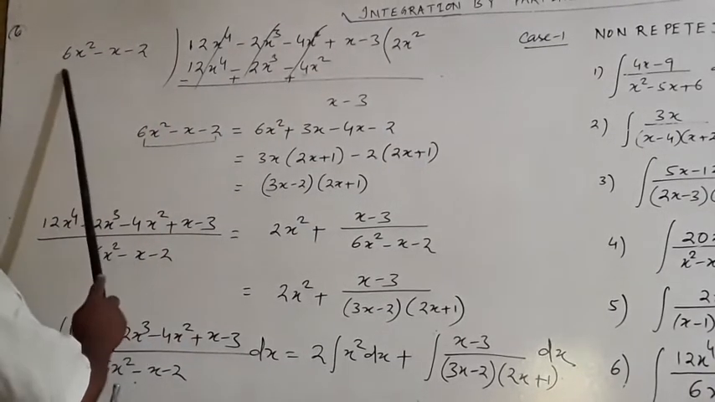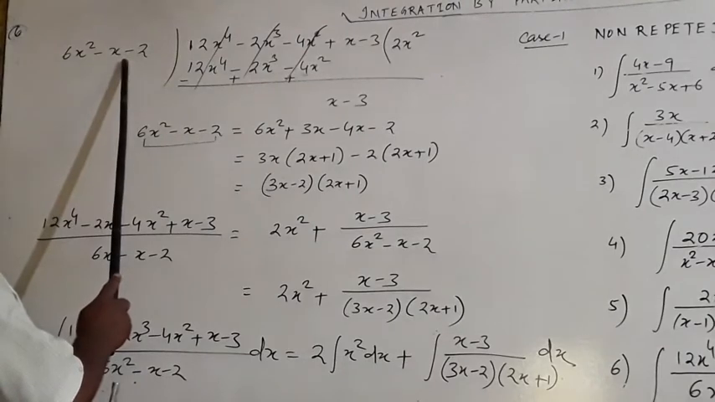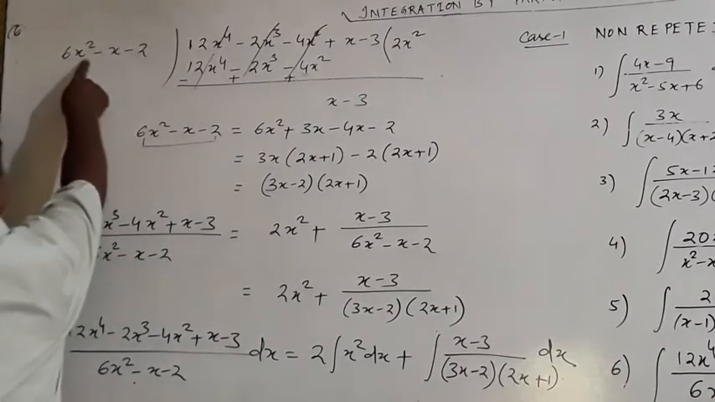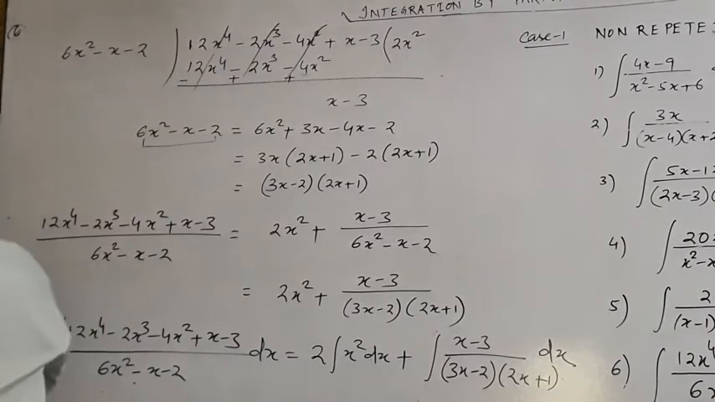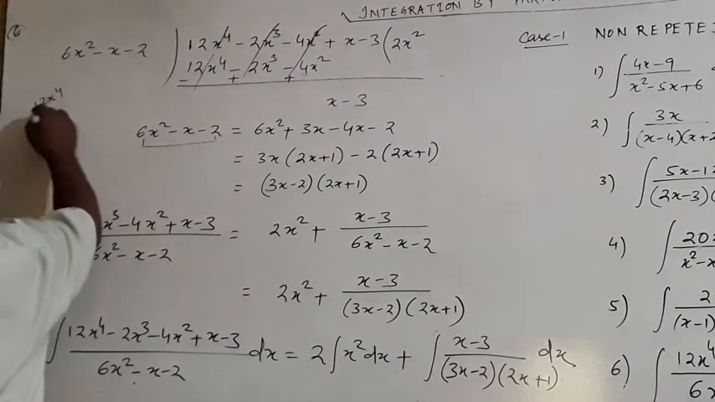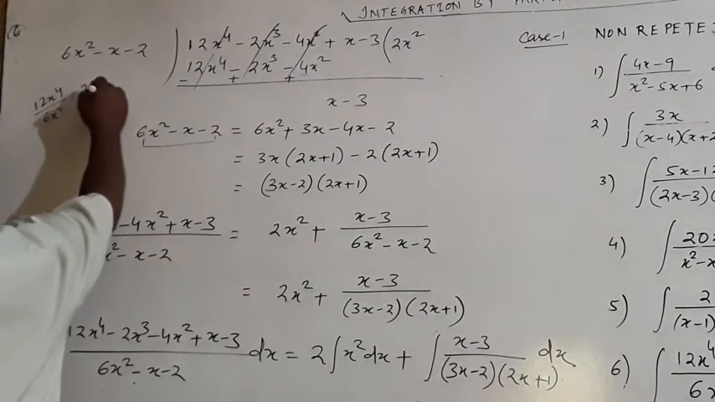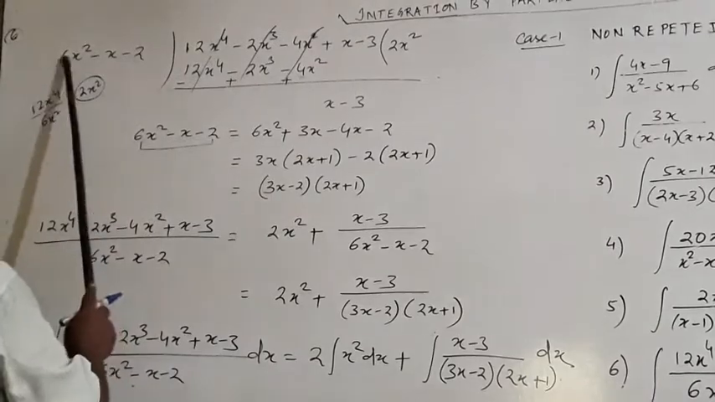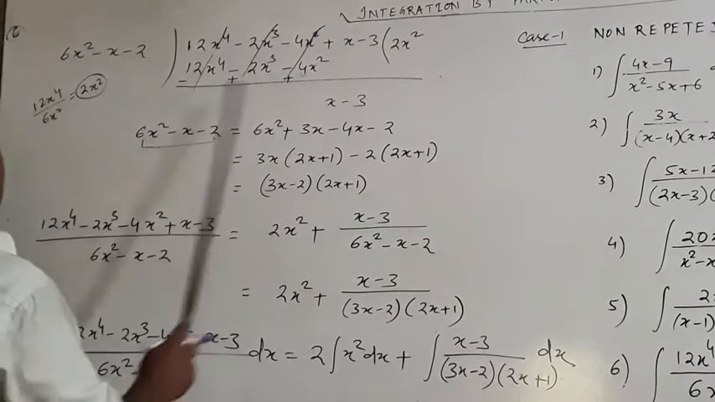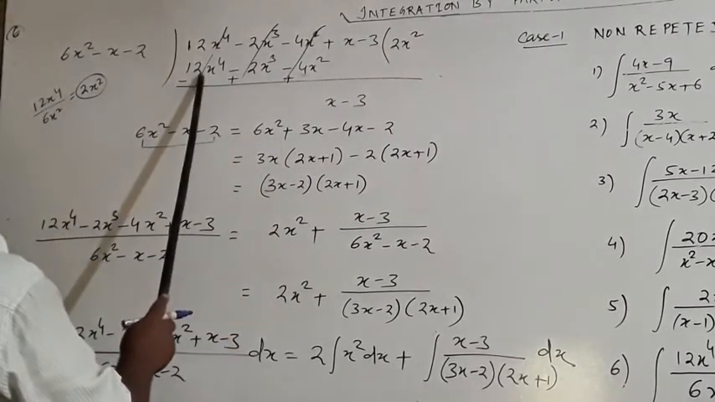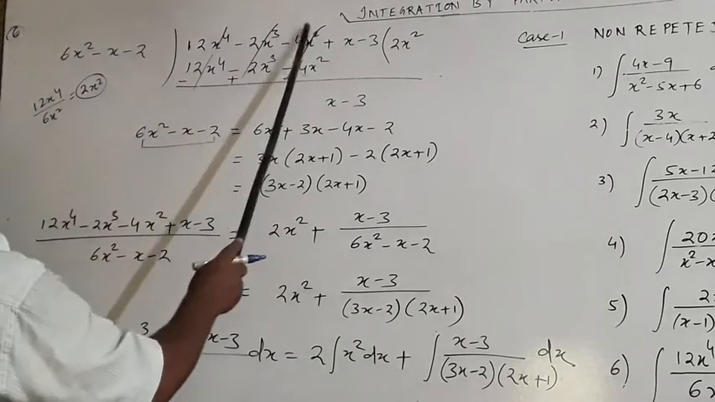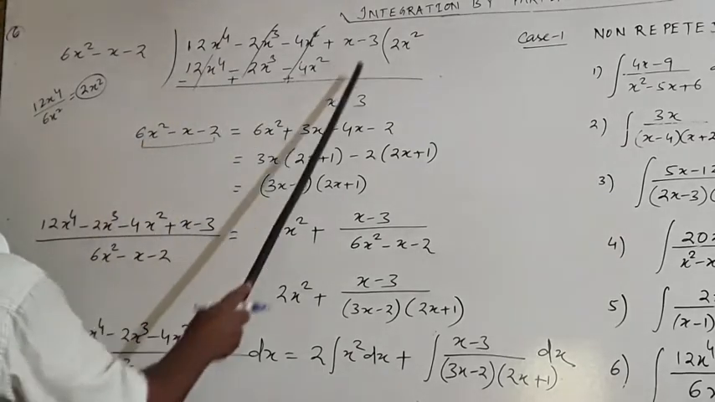Divide this by 6x square minus x minus 2. Then what you have to do? You have to divide 12x fourth by 6x square. It becomes 2x square. Put this 2x square in this place. Then multiply 2x square to each term. It is class 8 level division. 2x square into all three, it is 12x fourth minus 2x cube minus 4x square, then minus, then take plus, then take plus, cancel each term, it becomes x minus 3.